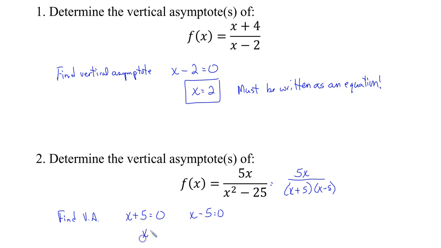So I'm going to subtract 5 from both sides, and I get one vertical asymptote of x is equal to -5. I'm going to add 5 to both sides, and I get a second vertical asymptote of x is equal to +5. So here are my two vertical asymptotes.